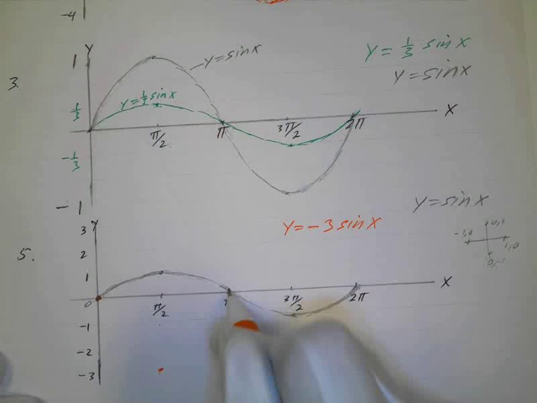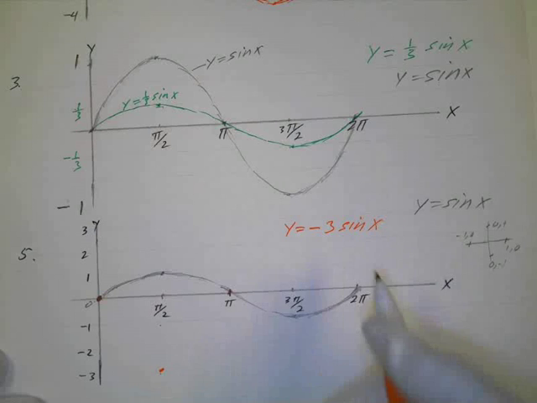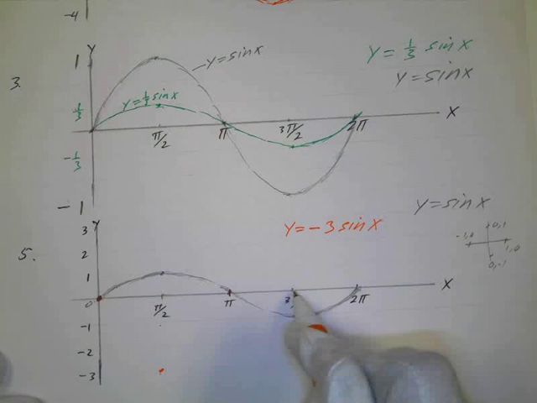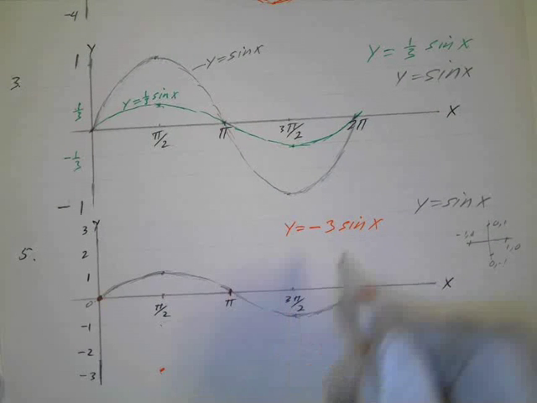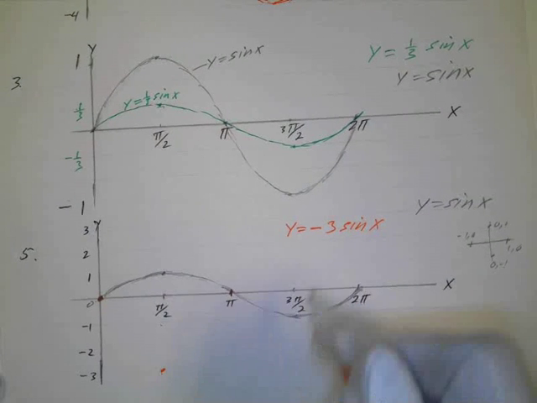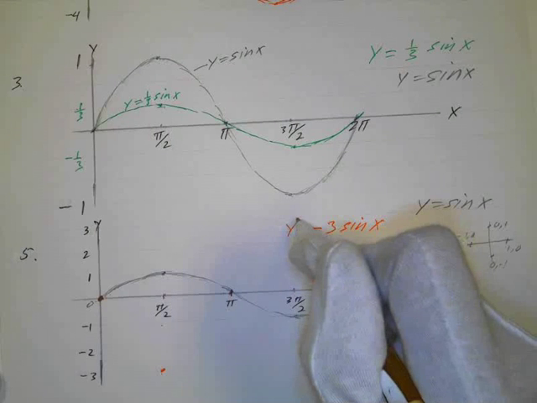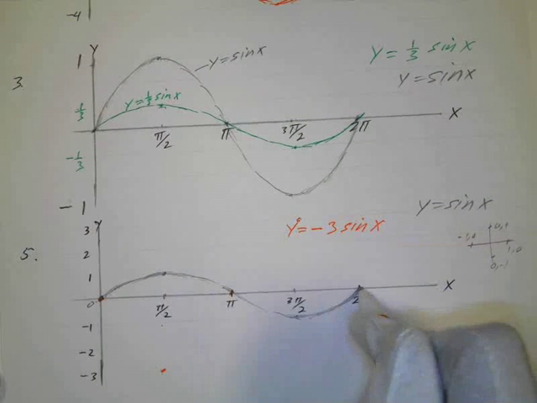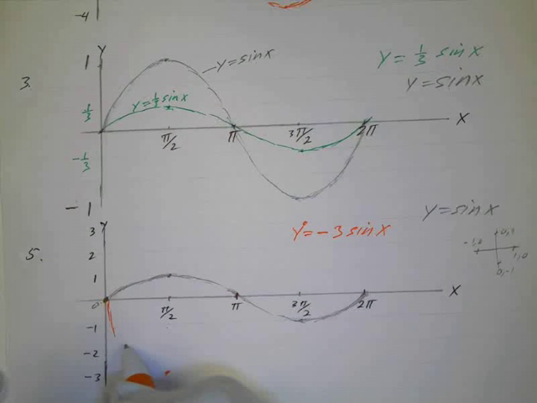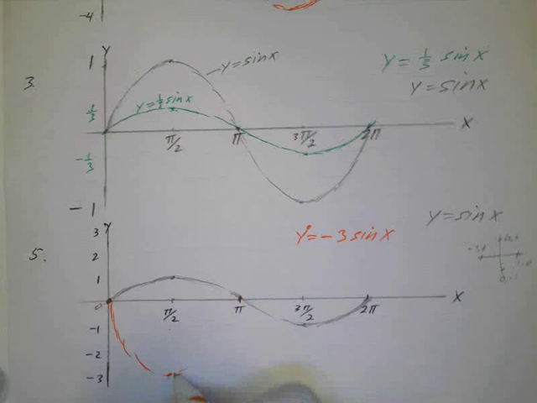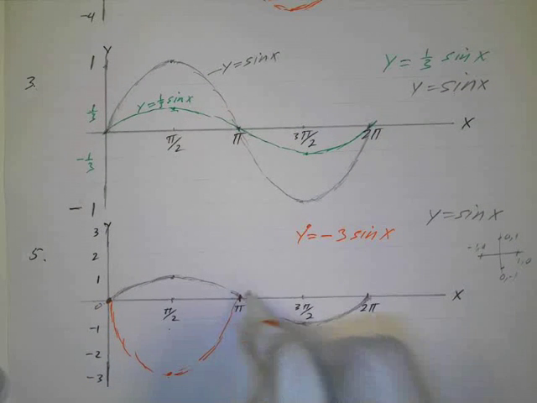And the sine of pi is 0, and that's going to stay the same, because -3 times 0 is 0. And then the sine of 3 pi over 2 is -1, but if I multiply that by -3, I get +3, so that goes up here. And then back to 0, so that's our graph. I kind of ran over my, guess I wasn't thinking ahead too well, was I?